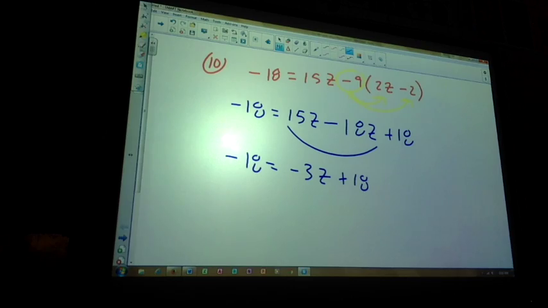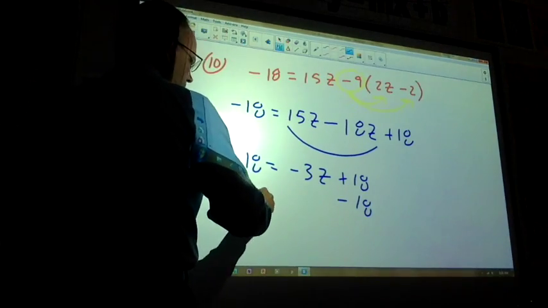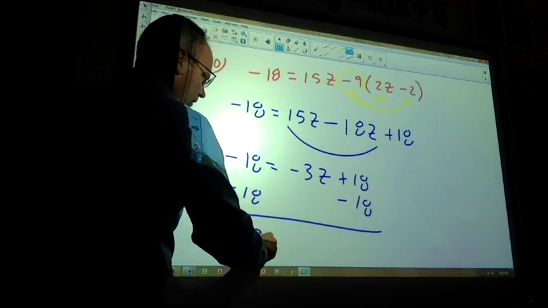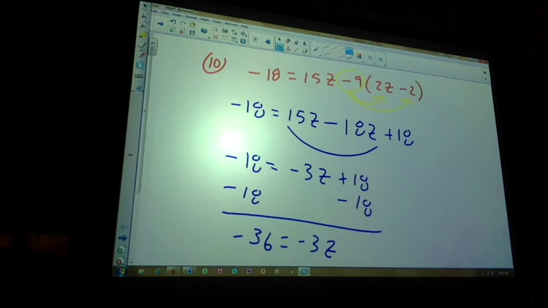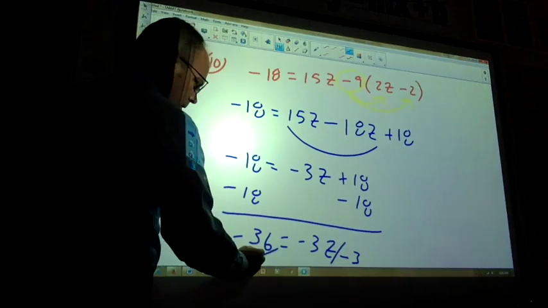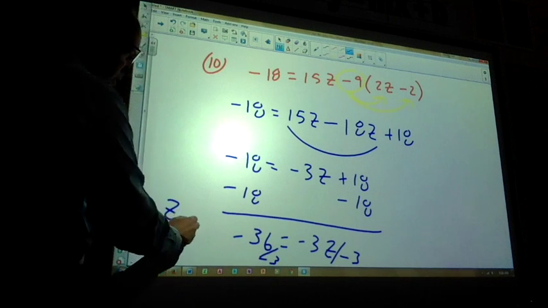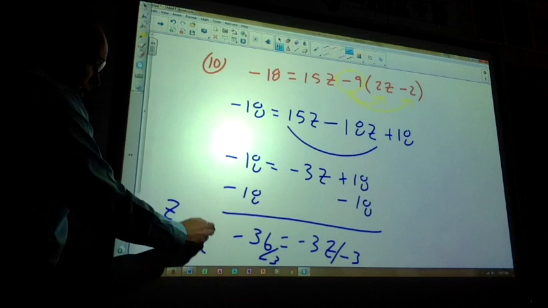Now I'm going to subtract 18 from both sides. That's -36 is equal to -3z. What's my last step? Divide by -3. Divide by -3. So I get z is equal to negative over negative is going to be positive, and 36 over 3 is going to be 12.